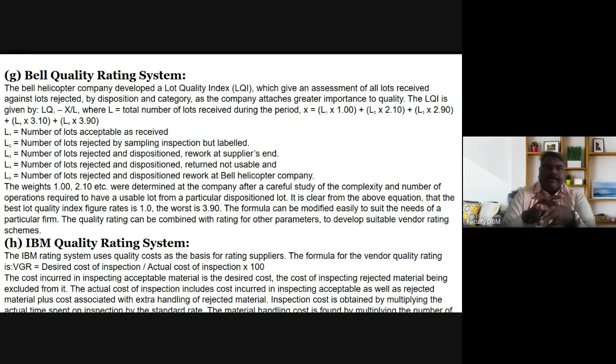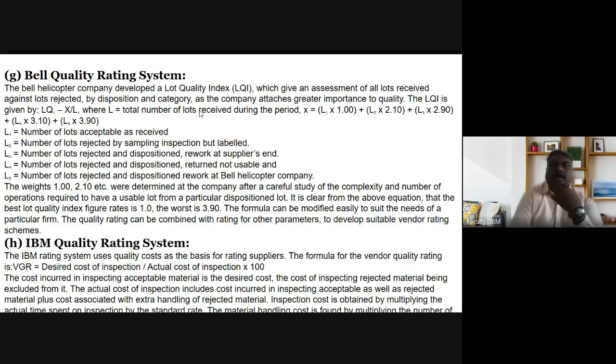That is L5. The weightages of 1 to 3.9 were determined at the company after careful study of the complexity and number of operations required. So it depends on the lots. The formula may be modified easily to suit the needs of a particular firm. The quality rating can be combined with the rating of other parameters to develop a suitable vendor rating scheme. So you have to remember this formula: LQI = 1 minus X by L.